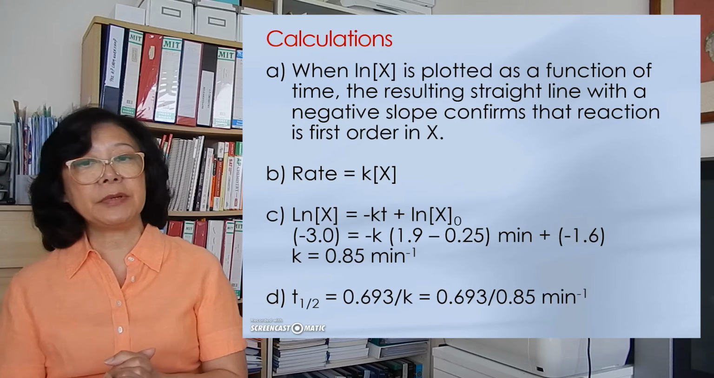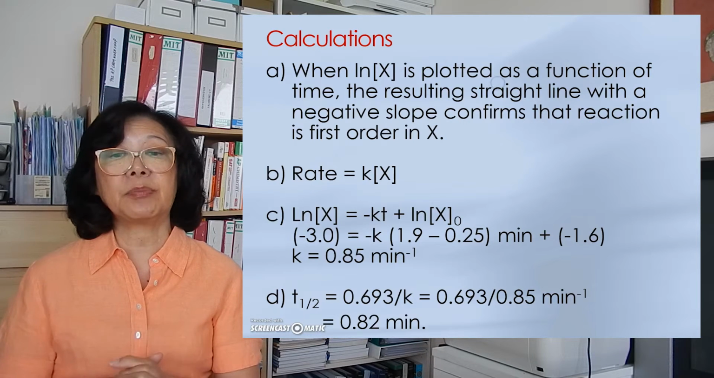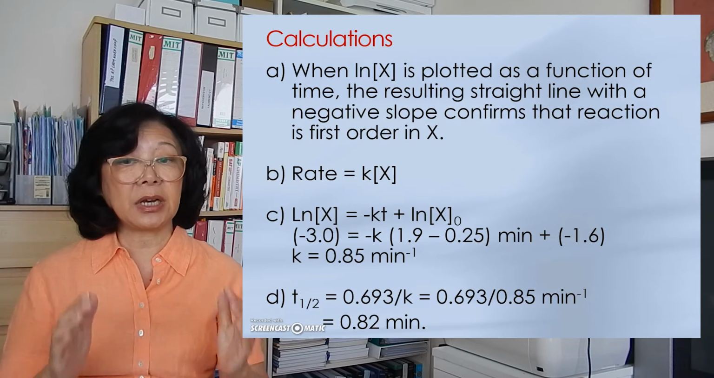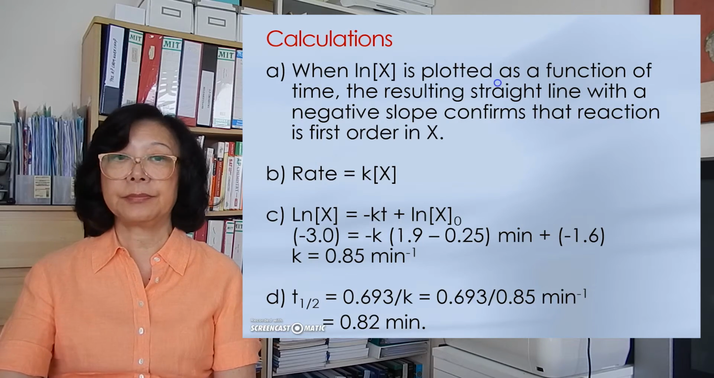Now to do the half-life, it is 0.693 over the rate constant, which yields 0.82 minute. And this is a constant half-life characteristic of a first-order reaction.